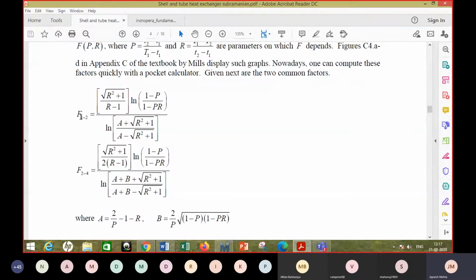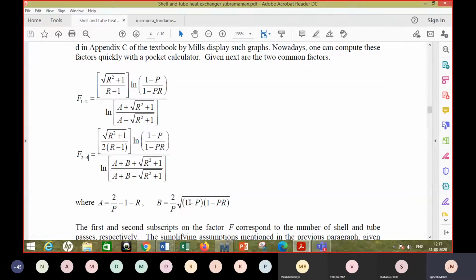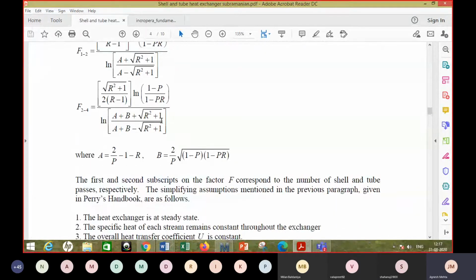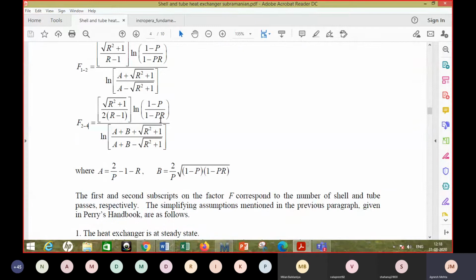Now, if you have two tube side passes and a single pass on the shell side, then the formula for this correction factor is given here. And if you have two shell side passes and four tube side passes, then this is the formula. And this involves A and B, and the values of A and B are again shown here. Right, so you can use this formula.